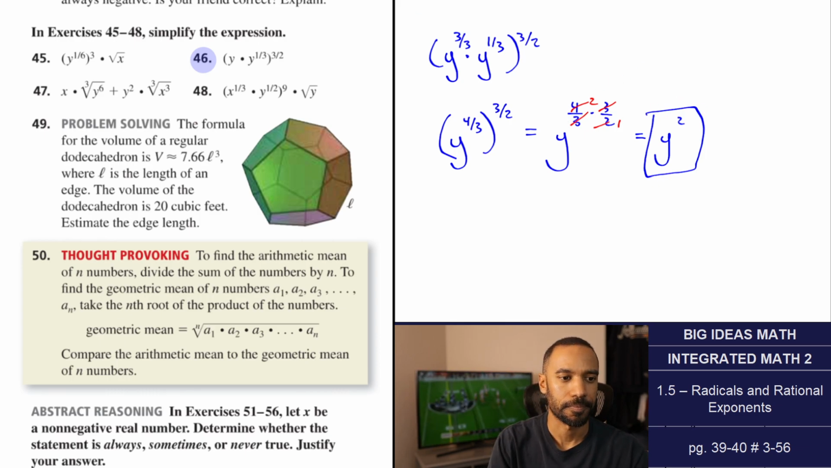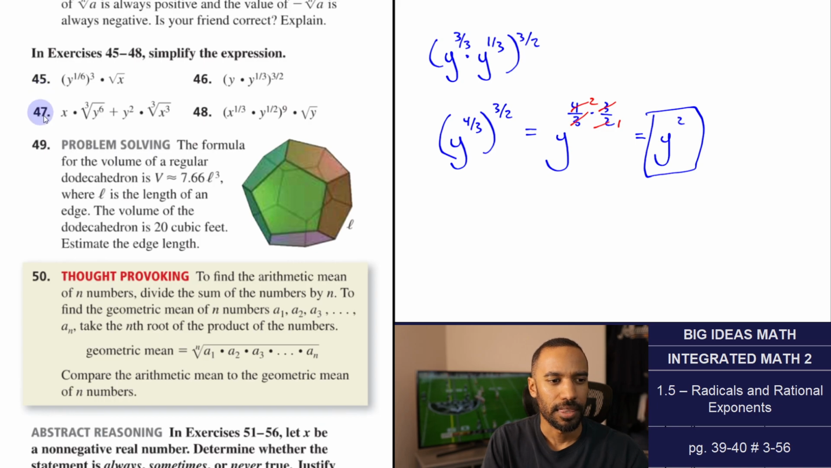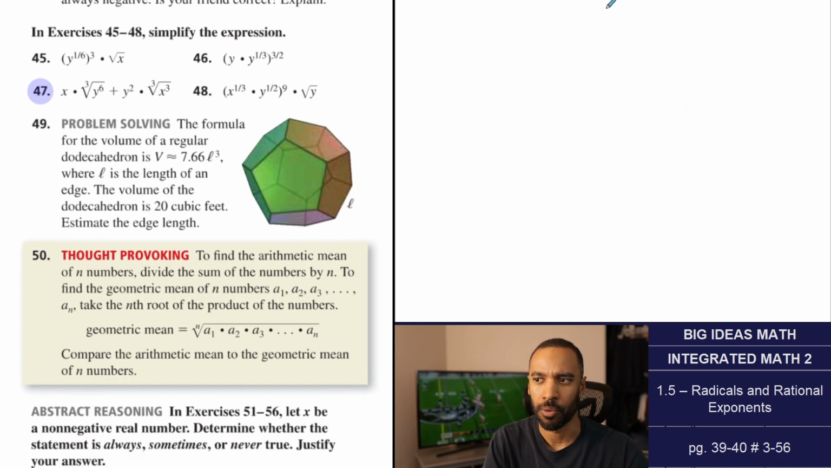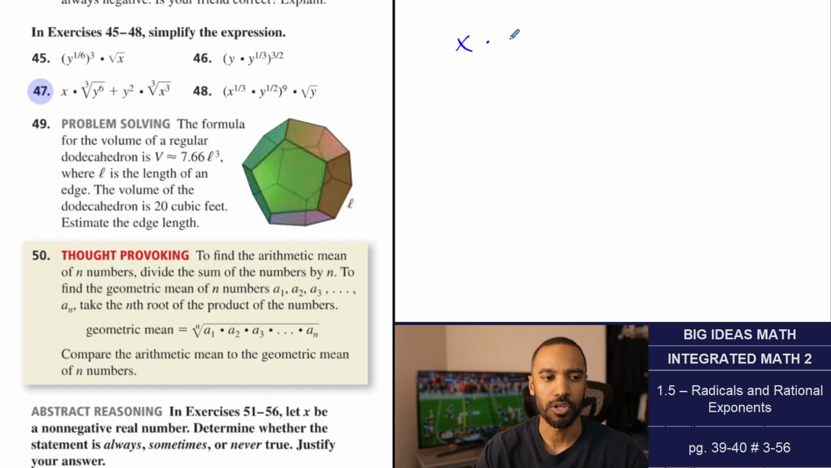Y squared. Number 47. And these ones go in the form... I don't know which things they expect you to already know and which ones they don't expect you to know, as far as what things you're allowed to do. X times... Okay, so here's one of these examples.